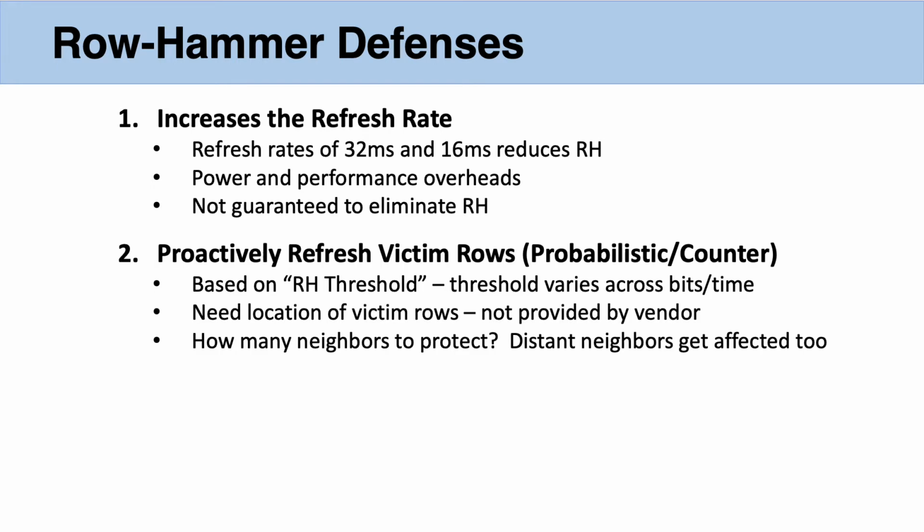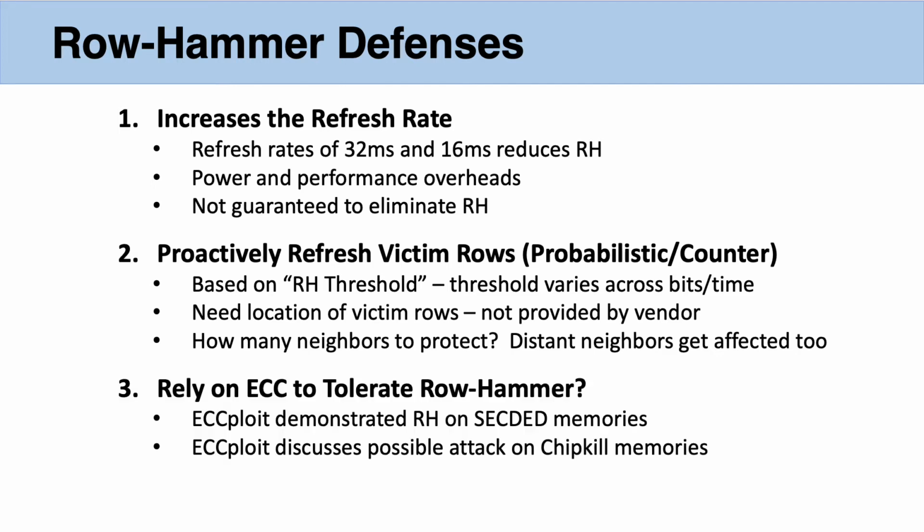Second class of solutions is to proactively refresh the victims of a given aggressor. Track the number of accesses. If it reaches a certain threshold, then do the mitigation. The problem with this sort of approach is that it depends on knowing the threshold, and the threshold really varies across cells and times. Second, you don't always know the location information to determine the victim rows. Third, even distant rows can get rowhammer failure. So how many rows should you protect at any given time?